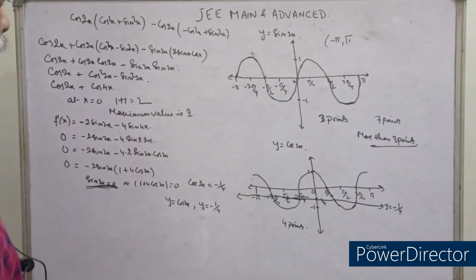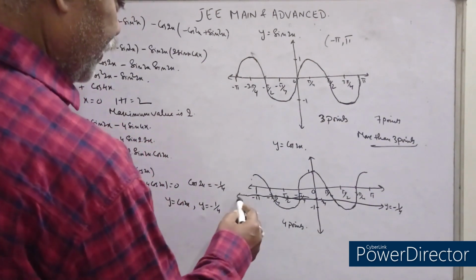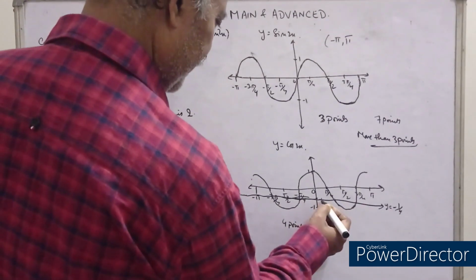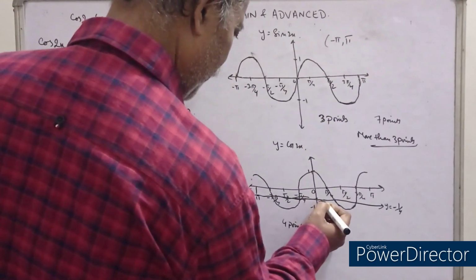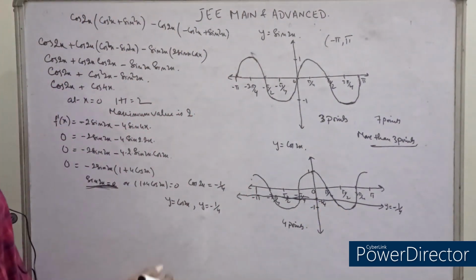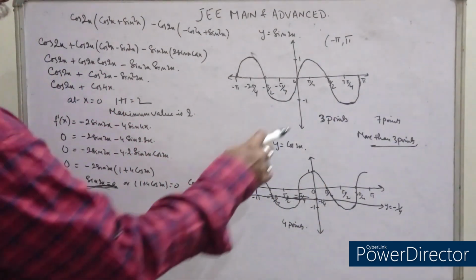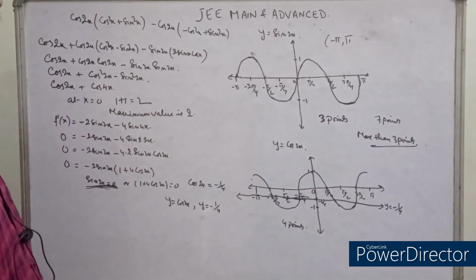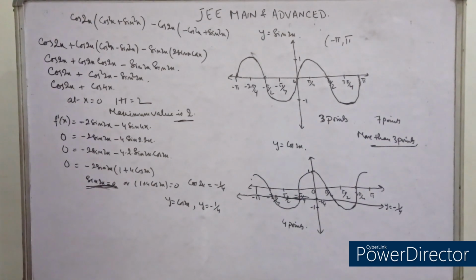Here y is equal to cos 2x, and y is equal to minus 1 by 4 is a straight line, somewhere here. The zero points are this 1, 2, 3, 4. So here there are 4 points and here there are 3 points, so ultimately there are 7 points. So your option will be more than 3 points, and another option will be maximum value will be 2. So this is how we solve this question.